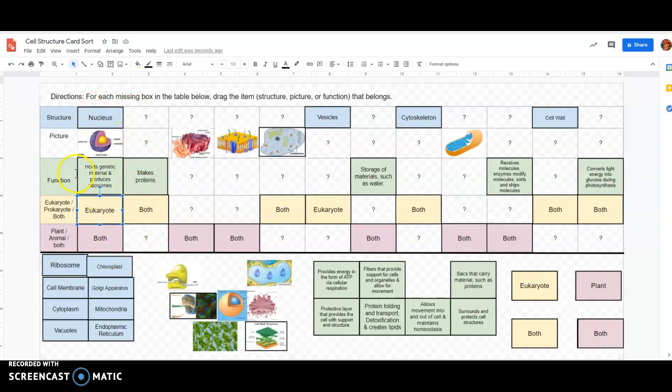The next column, you don't know what it is, so you've got to read down. Well, its function is to make proteins. So what structure makes proteins? That would be the ribosome.